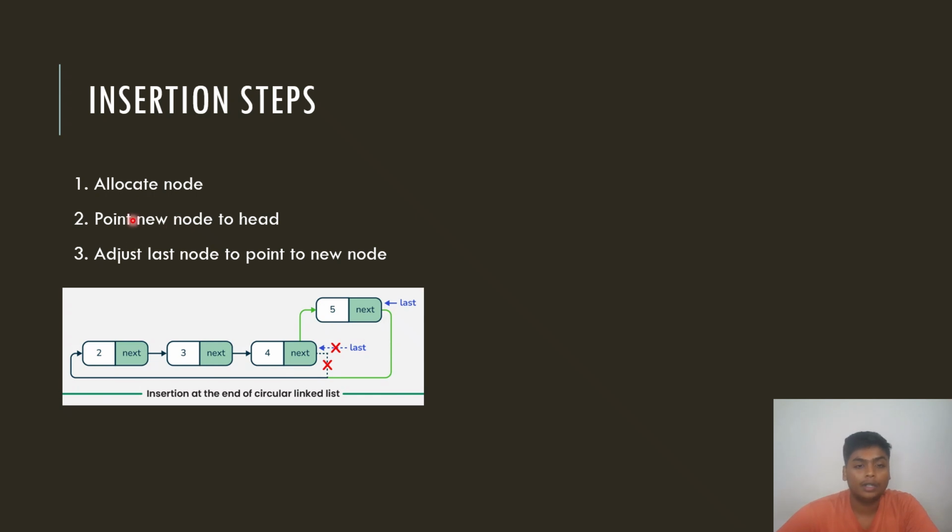For inserting any new node into the circular linked list, there are certain steps we need to follow. We first need to point the new node to the head. As you can see in this representation, the head will be 4 and the new node is 5. Previously 4 was pointing back to the first node, that is 2, but after we added the new node, the last node will be shifted to 5 and it will be pointing back to 2, and this space will also be allocated.